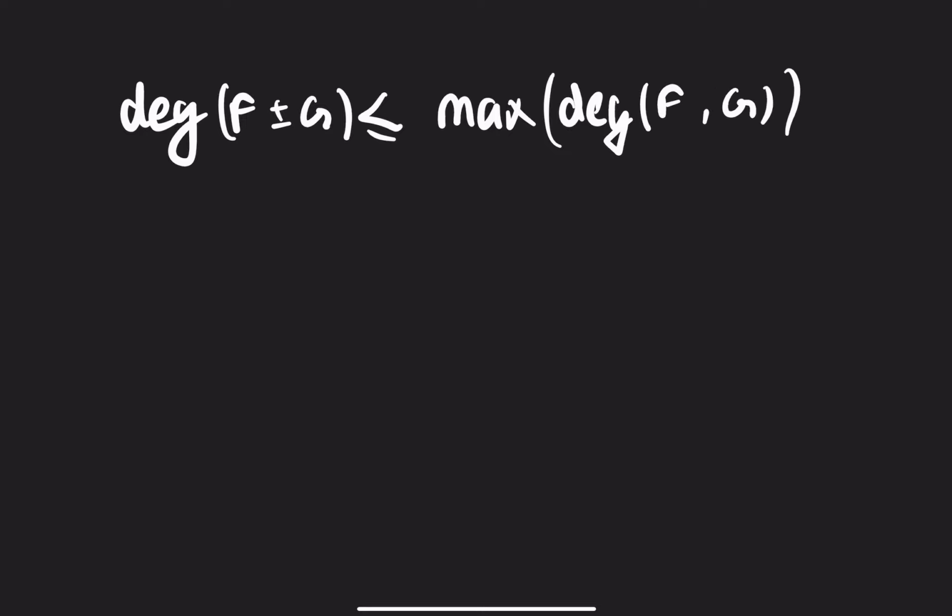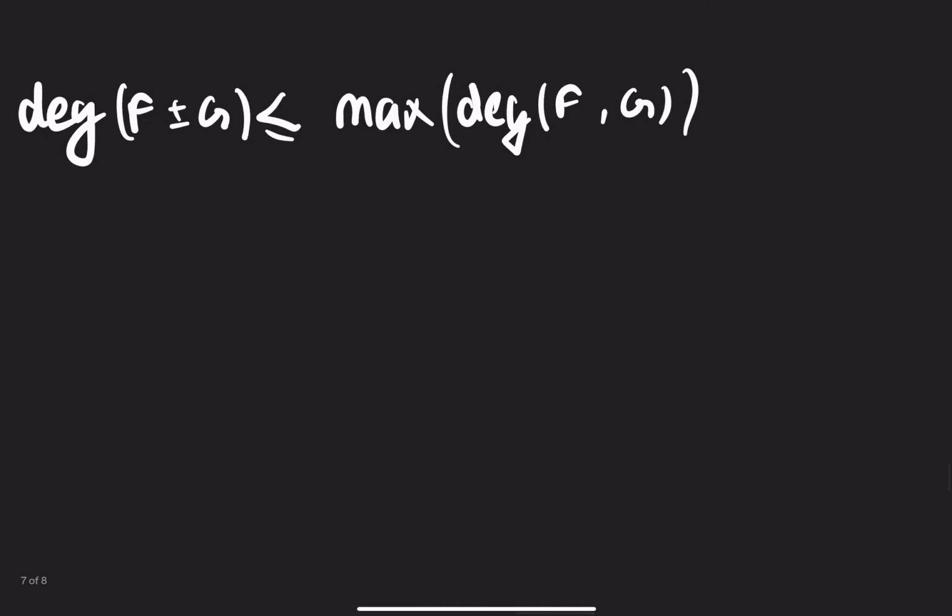f plus or minus g, which will always be less than or equal to the maximum, or the greatest, of the degrees of f and g. So in plain English, the degree of the sum or the difference of two polynomials is always going to be less than or equal to essentially the highest degree of both of the polynomials.